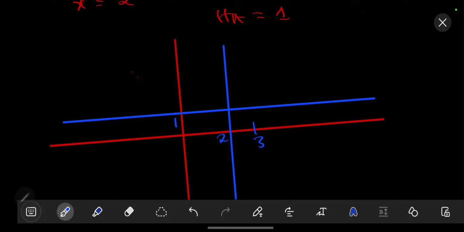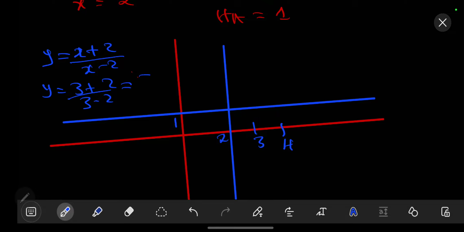Let's say if I put 3, I have 2 points to assist me, 3 and 4. What am I going to have? For 3, y should be equal to x plus 2 over x minus 2. So if I put 3 there, I'll have y equal to 3 plus 2 over 3 minus 2, which will be equal to 5 over 1. So I'm going to end up with, let's say my 5 is here. 3 comma 5 will be somewhere here.